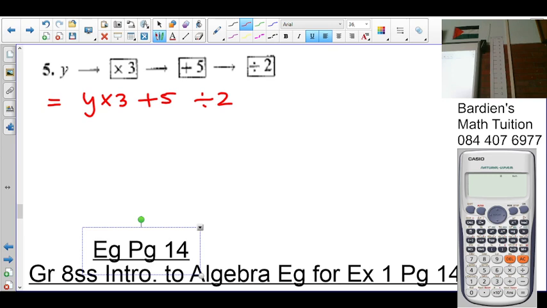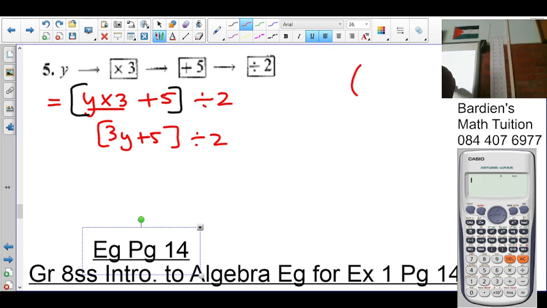Where must there be a bracket? Must I place a bracket here? No. Why? Because that will be done first anyway. 3y plus 5, the bracket must go there. Why? Because what's 3 times y? 3y plus 5 must be done first, and that answer gets divided by 2. Okay, and we'll do more of this in the exercise now.